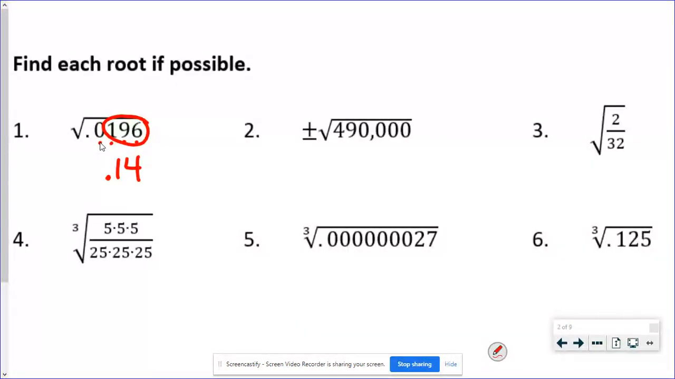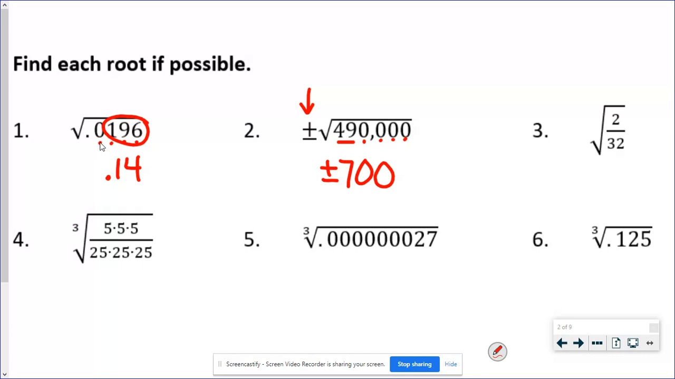Number 2, though, clearly I need both answers, a plus and a minus. That's just going to go out in front of the whole thing. The square root of 49 is 7, and then I've got 1, 2, 3, 4 zeros. Cut it in half, 2 zeros. So this is a place, if you want to check this on your calculator, you could do 700 times 700. Make sure that you get 490,000.